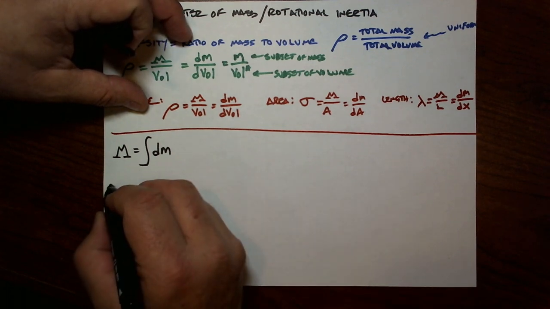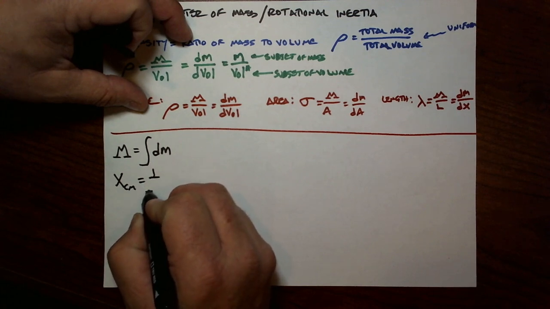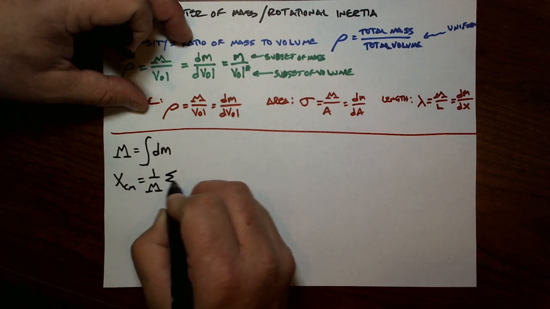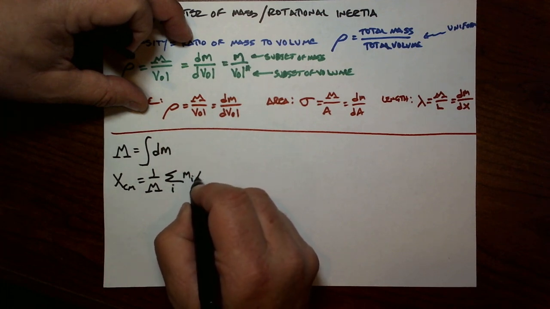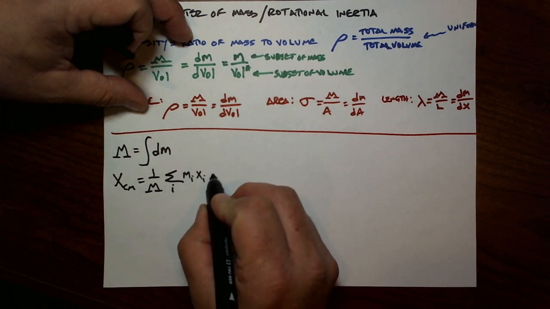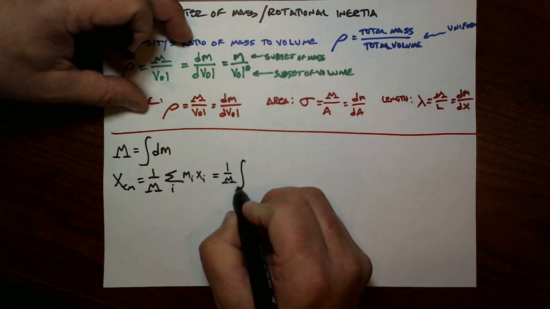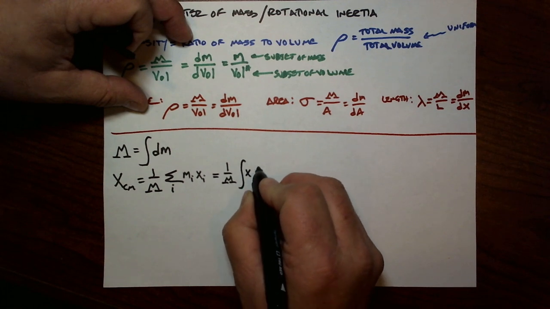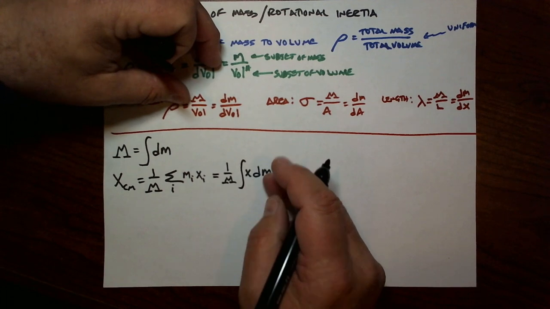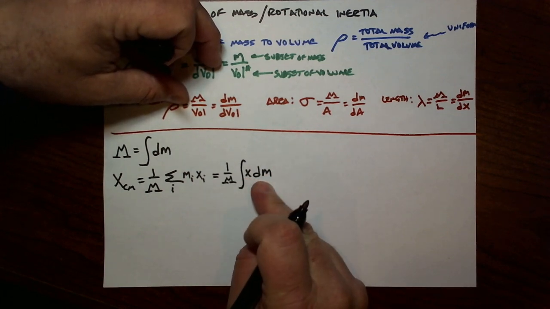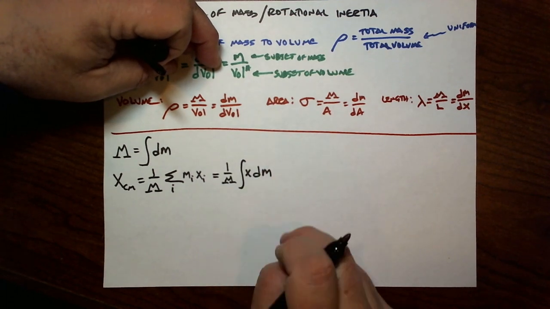Second thing we're going to do is look at the x position of the center of mass, and that was defined as 1 over the total mass times the sum over i of all the individual mass bits times their position. But if you move this into calculus land, you're going to wind up with 1 over the total mass times the integral of x dm. It's an integral over all the mass, and that's the problematic part because we have x, a spatial variable, and m, a mass variable, and we're going to use the density concept to change this mass variable into a spatial variable.